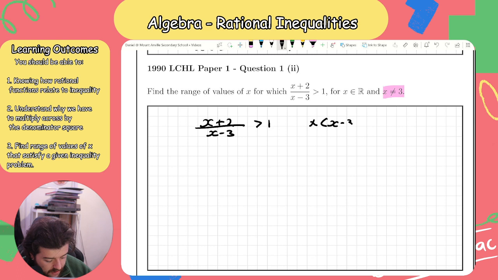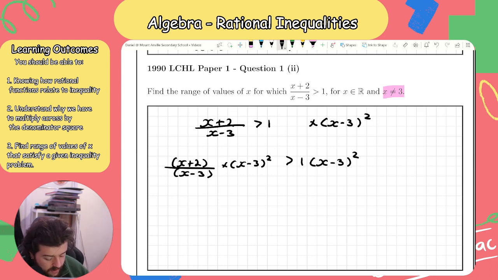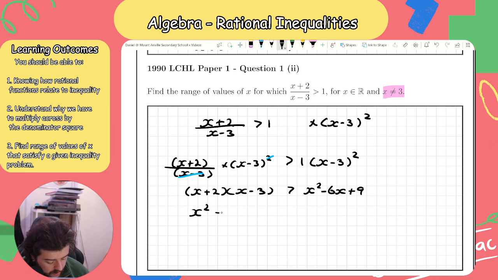Multiply both sides by x minus 3 squared. So x plus 2 all over x minus 3 times x minus 3 squared is greater than 1 times x minus 3 squared. x minus 3 divides into that here. So x plus 2 times x minus 3 is greater than 1 times x squared minus 6x plus 9. Multiply this out. I'm going to get x squared minus x minus 6 is greater than x squared minus 6x plus 9.